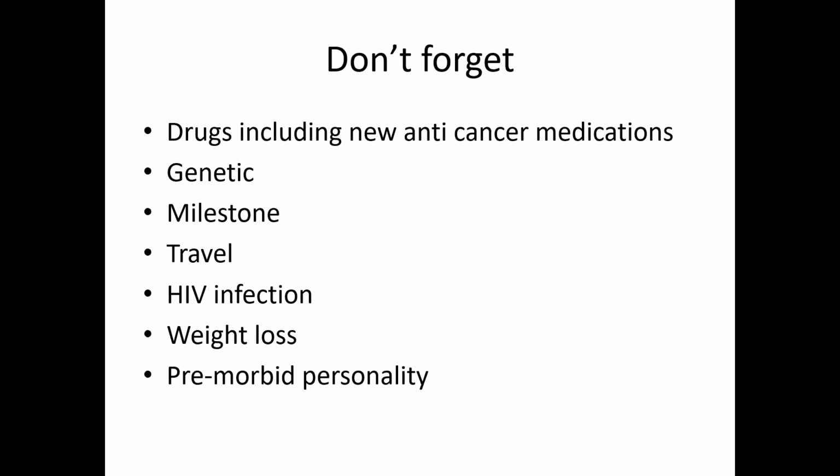And travel history, I don't need to go into detail. Travel history, you can get a lot. HIV and weight loss. Weight loss is telling you either underlying systemic disease, for example, connective tissue disorder, malignancy, HIV, or severe chronic infection like tuberculosis. And premorbid personality is important for the patient, especially cognitive dysfunction.